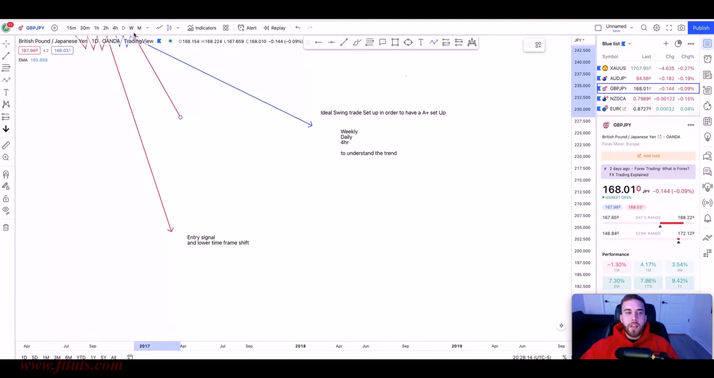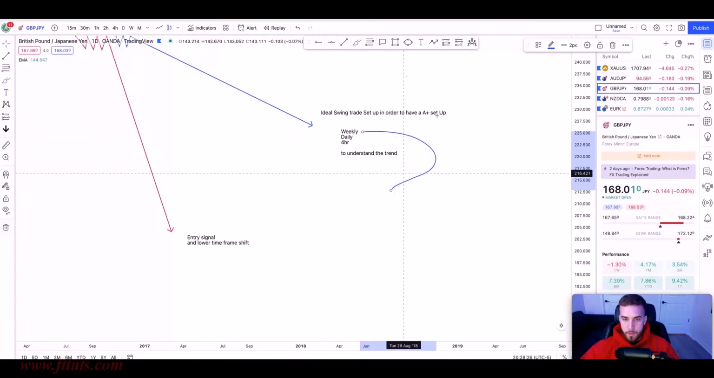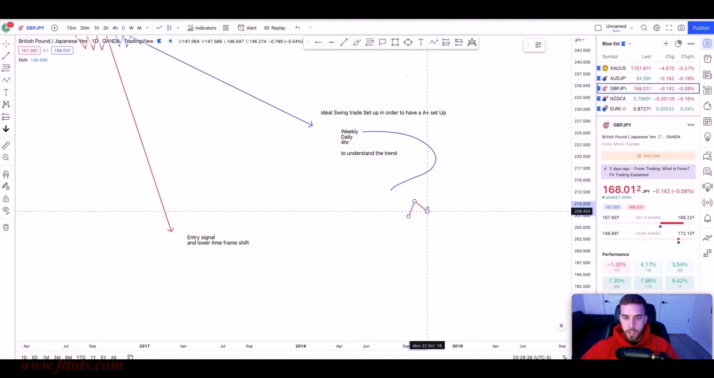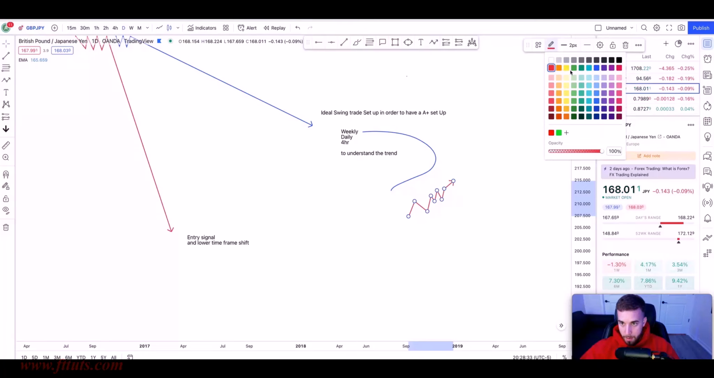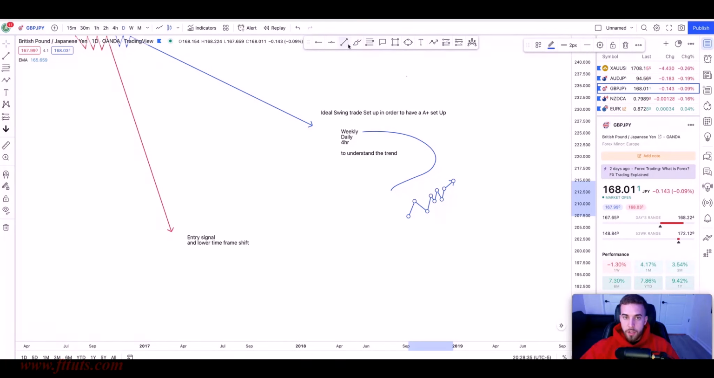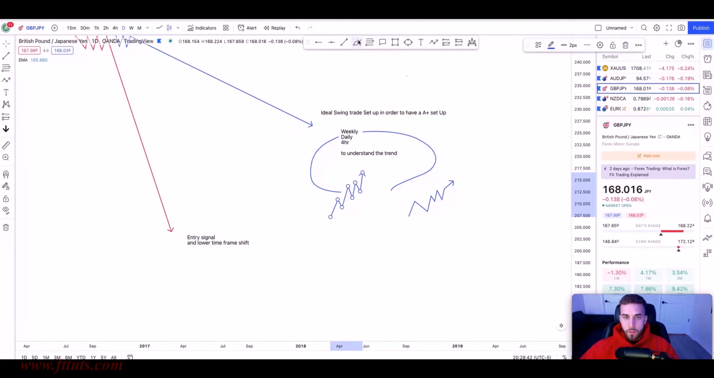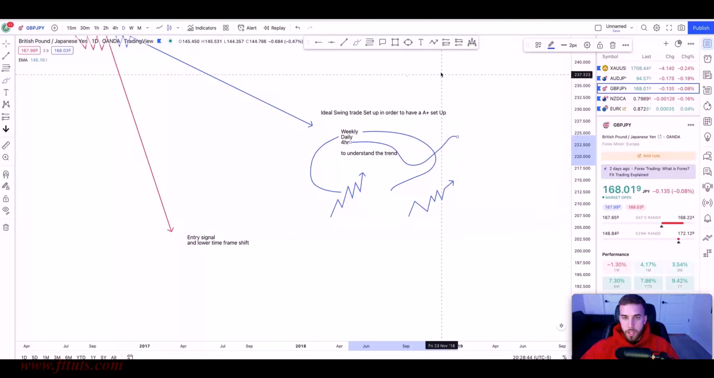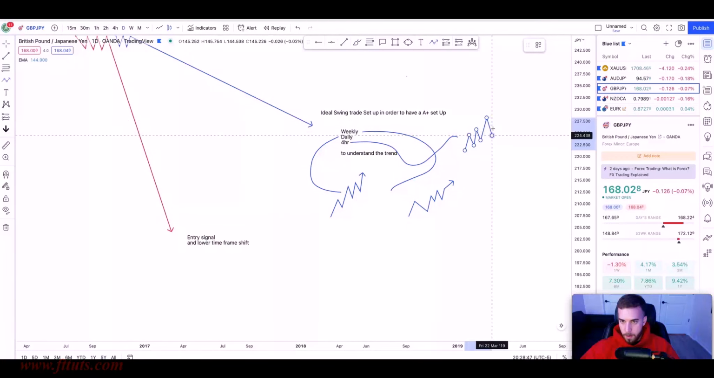The weekly time frame, the daily time frame, and the 4-hour, as you can see, they're sectioned off here. These are the time frames you want to understand for the trend. Let's just mark it off here. The weekly time frame is to understand whether the weekly is bullish or bearish. This is to understand whether the daily is bullish or bearish. And this is for the 4-hour to understand whether it is bullish or bearish.